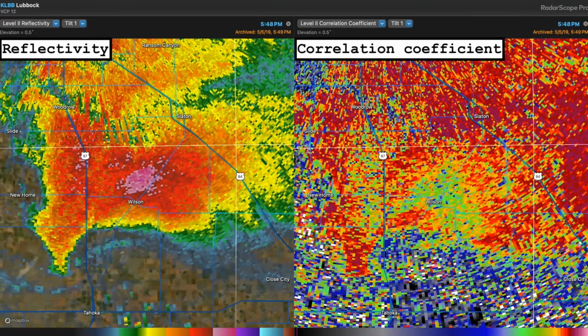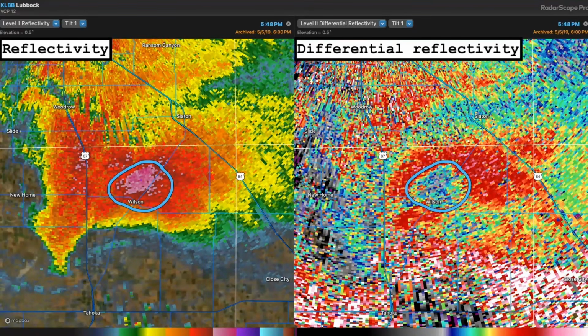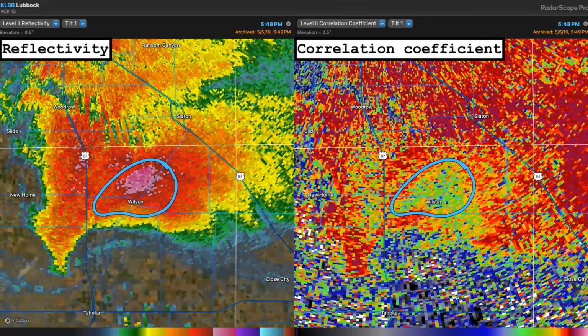Although not as reliable as ZDR, correlation coefficient can also be used to identify areas of large hail. In a volume that contains a mix of rain and hail, or one that consists of giant hailstones with irregular shapes and sizes, the similarity in the characteristics of targets decreases relative to that of a volume of all rain, which yields decreased correlation coefficient values generally below 0.95. These products should be used in tandem with base reflectivity. Areas of depressed differential reflectivity and correlation coefficient associated with hail will always be coincident with intense reflectivities.